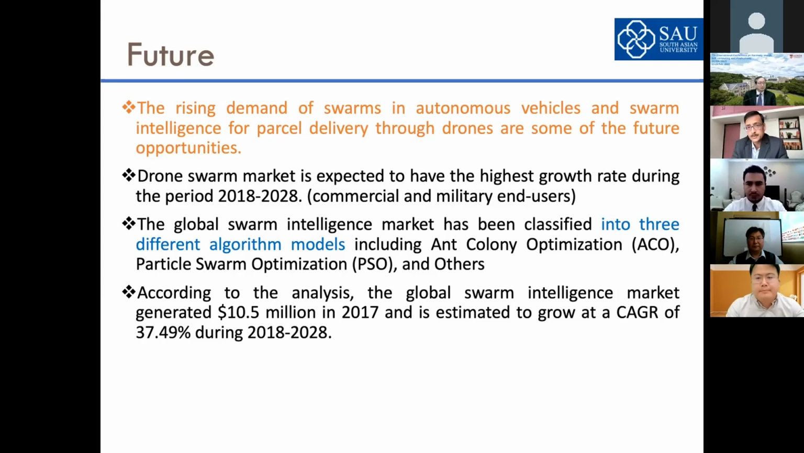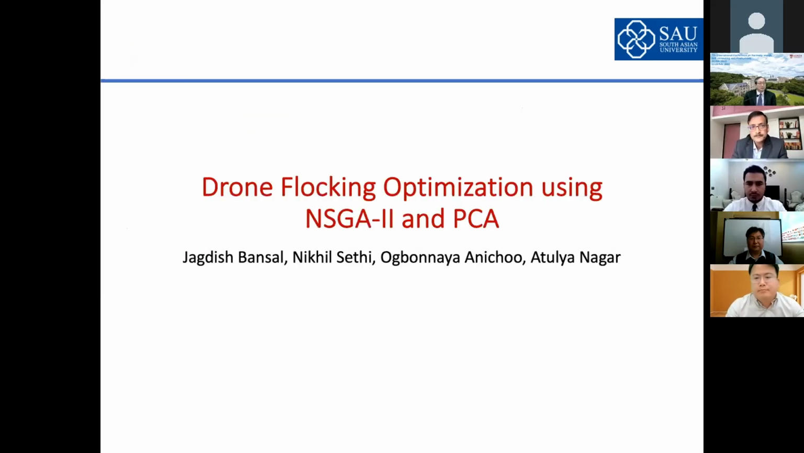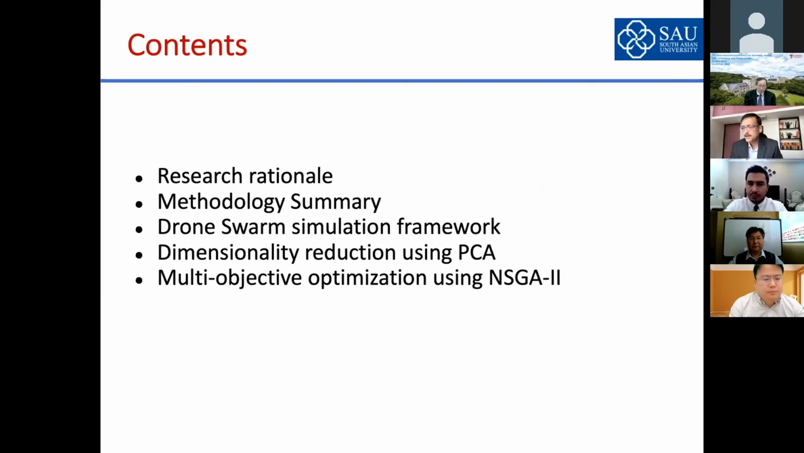This is one problem that we are solving right now: drone flocking optimization using NSGA2 and PCA. We have applied NSGA2 and PCA to this drone flocking optimization problem. It is a collaborative project between Liverpool Hope University and my university, South Asian University. Myself, my research associate Mr. Nikhil, Anicho, an assistant professor at Liverpool Hope University, and Professor Atul Nagar, we four people are working on this project. I just want to share our findings quickly. I know the time is running out, so I'll quickly share what we have done.